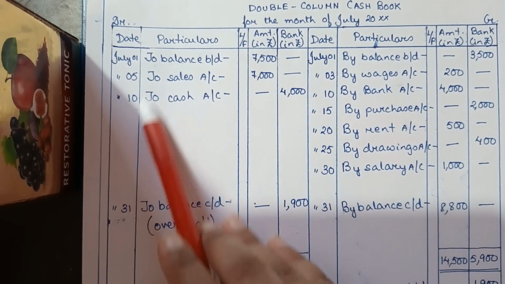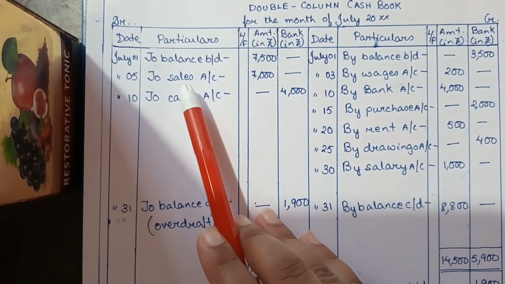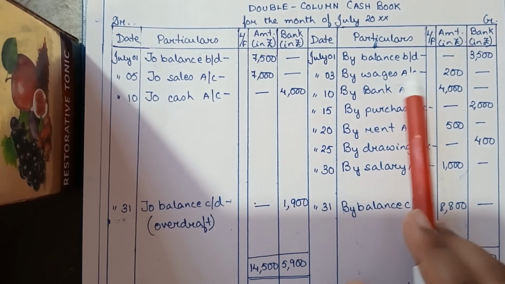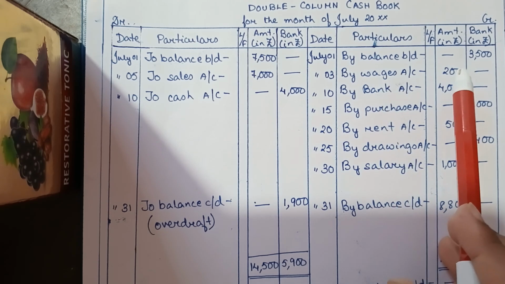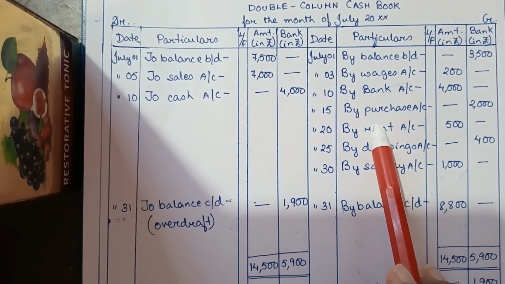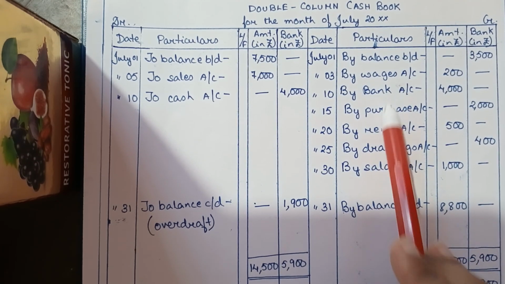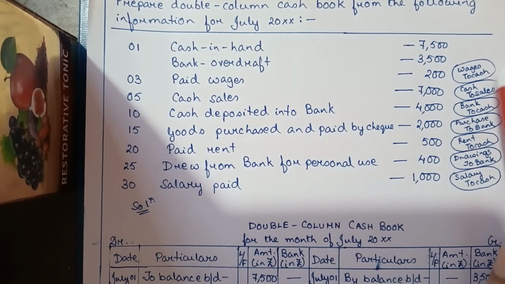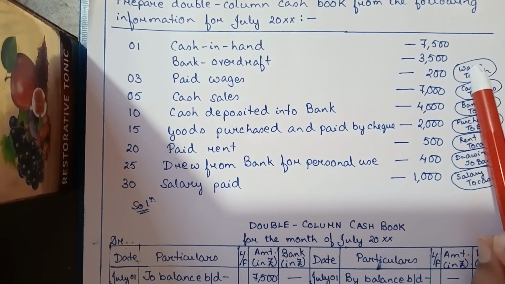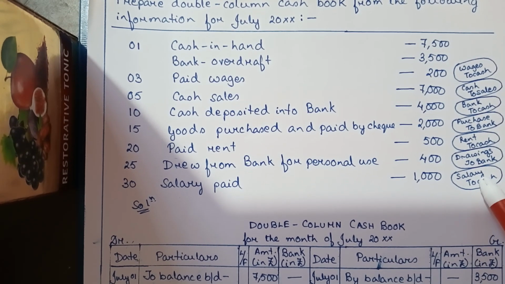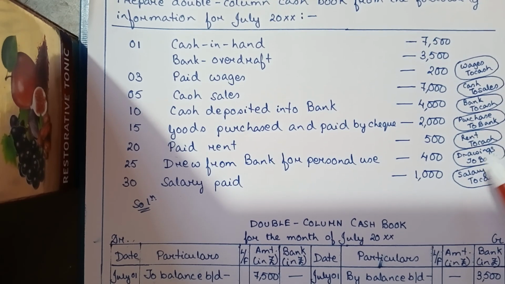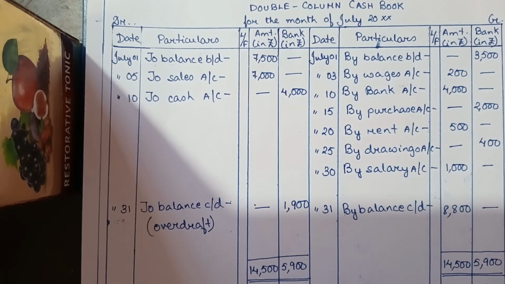You have to put the dates. And you see here there is cash sales, there is payment of wages. So wages account debited to cash account. I have given you the journal entries side by side with the information given. You follow the journal entries and you have to prepare the cash account or the bank account.